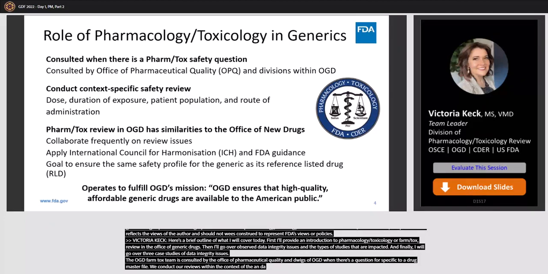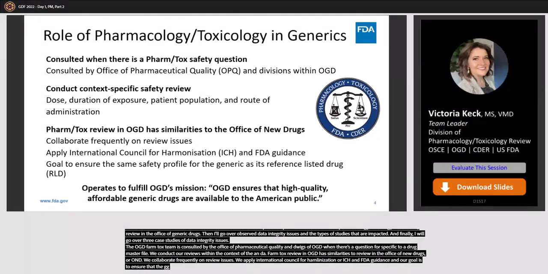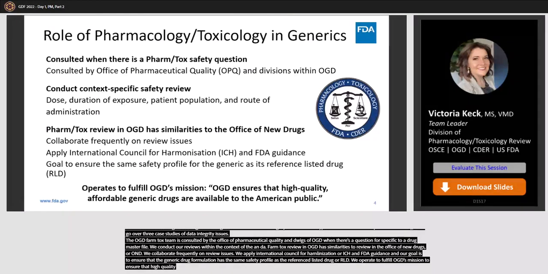PharmTox review in OGD has similarities to PharmTox review in the Office of New Drugs, or OND. We collaborate frequently on review issues. We apply International Council for Harmonization, or ICH, and FDA guidance. And our goal is to ensure that the generic drug formulation has the same safety profile as its reference listed drug, or RLD. And overall, we operate to fulfill OGD's mission to ensure that high-quality, affordable generic drugs are available to the American public.